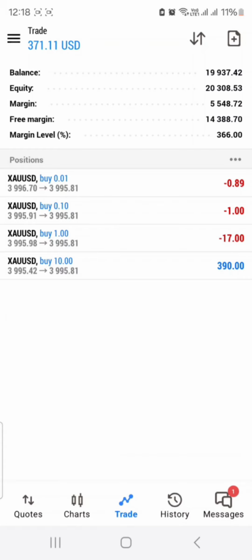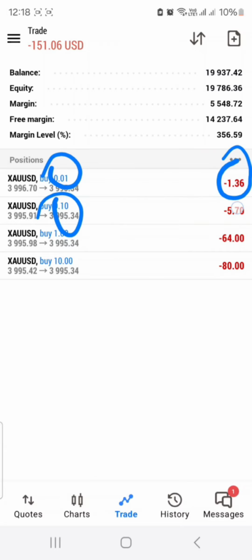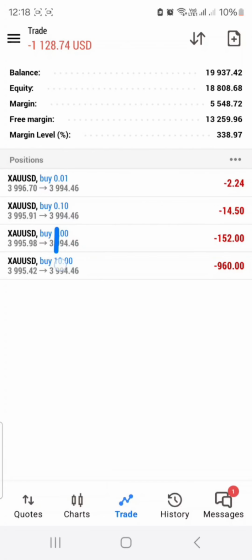And it's in profit there, as you can see. I'm making $100. I'm making $50. I'm making $200. This is because of the lot size. The lot size is big. So if you use 0.01, you win or lose small. If you use 0.1, you win or lose in the middle. If you put 1, you win or lose in the middle too. But if you put 10, you win or lose a lot of money.